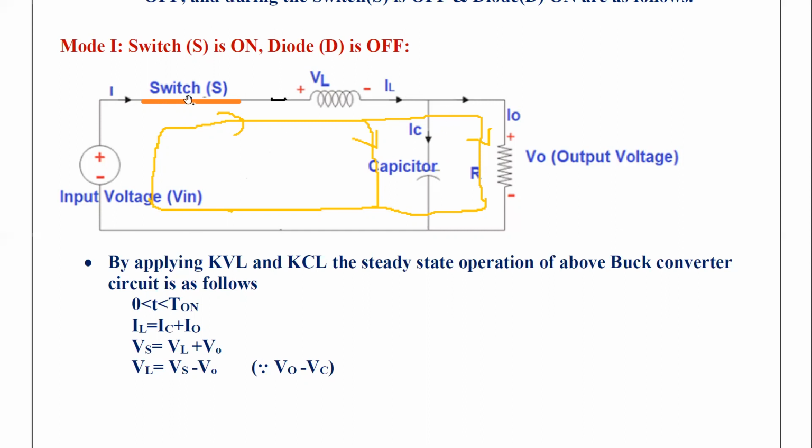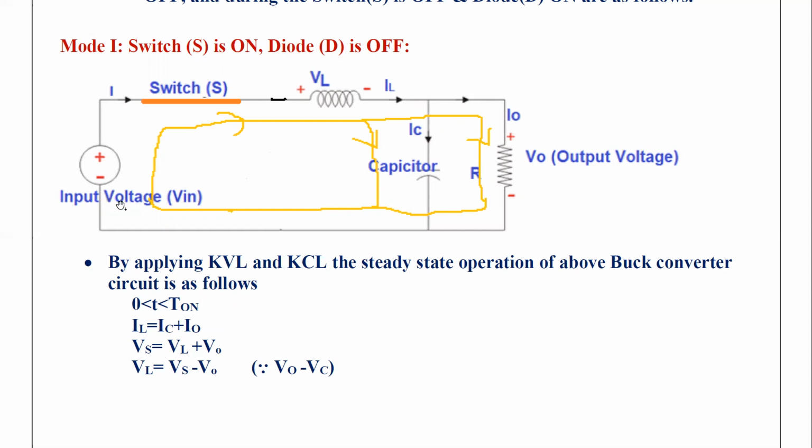When the switch is on, I am saying it as a turn on time. Then the time is starting from 0 to turn on. When the switch is closed, it is turn on, and when the switch is opened, I am saying it as a turn off. Therefore, during turn on time, the time will be from 0 to turn on. In that case, if you apply KCL here, entering current IL is equal to the leaving currents IC and I0. Therefore, IL is written as IC plus I0.